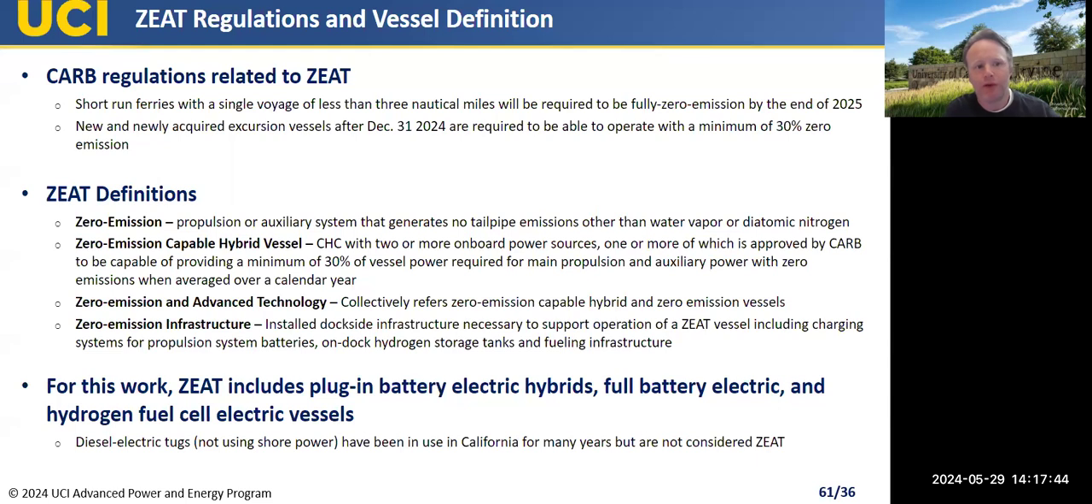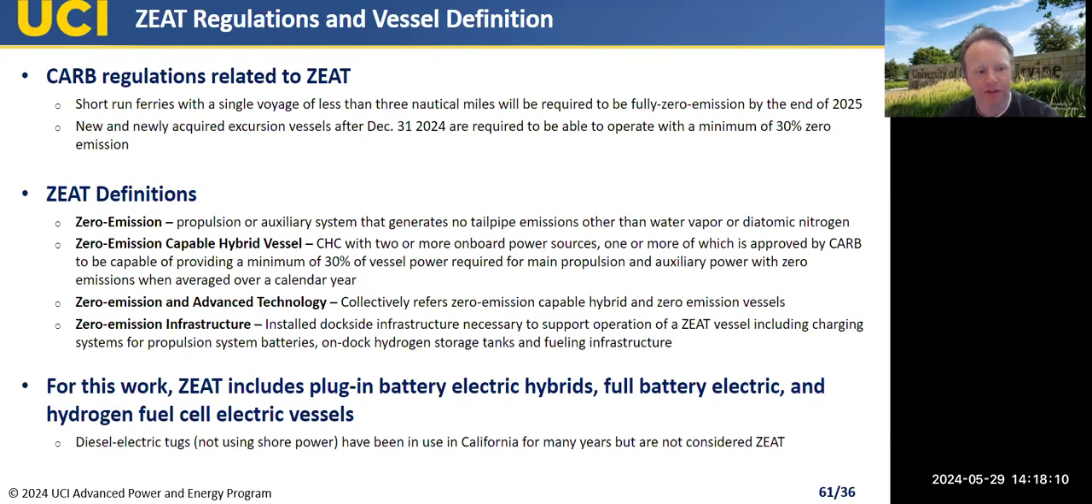So the CARB regulations specifically related to ZEAT, which is zero emission advanced technology, target short run ferries, which will be required to be fully zero emission by the end of 2025, and new and newly acquired excursion vessels after essentially beginning in 2025 will be required to operate with a minimum of 30% zero emission.